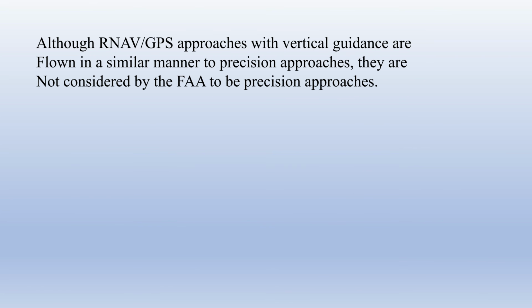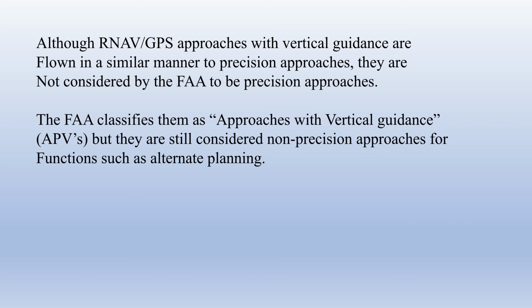Although RNAV GPS approaches with vertical guidance are flown in a similar manner to precision approaches, they are not considered precision approaches by the FAA. The FAA classifies these approaches as approaches with vertical guidance, or APVs, but for things like alternate planning, they are still considered non-precision approaches.